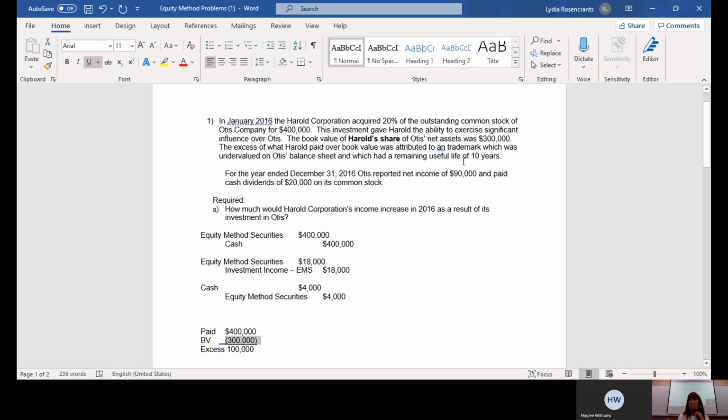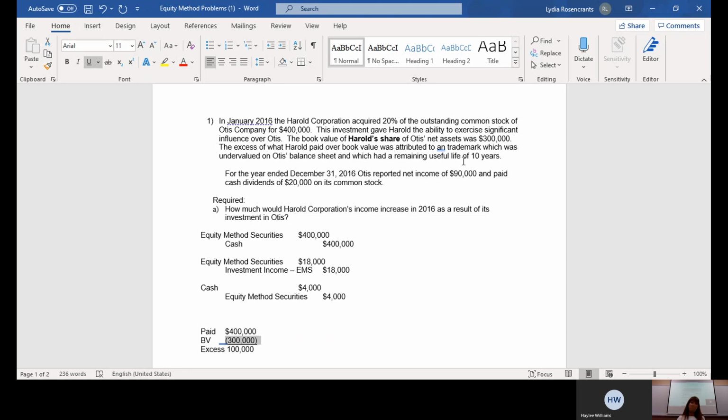Okay, so I could have said part of the 100,000, let's say like 50,000 of the 100,000, was attributable to a trademark. What would the other 50,000 have been? If only 50,000 of that 100,000 was attributable to the trademark, what would the other 50,000 have to be? Goodwill. So don't panic if it doesn't always equal the difference. The excess is not always attributable to an asset. It could also be goodwill. If it's goodwill, we can ignore it and we don't have to do anything to it.